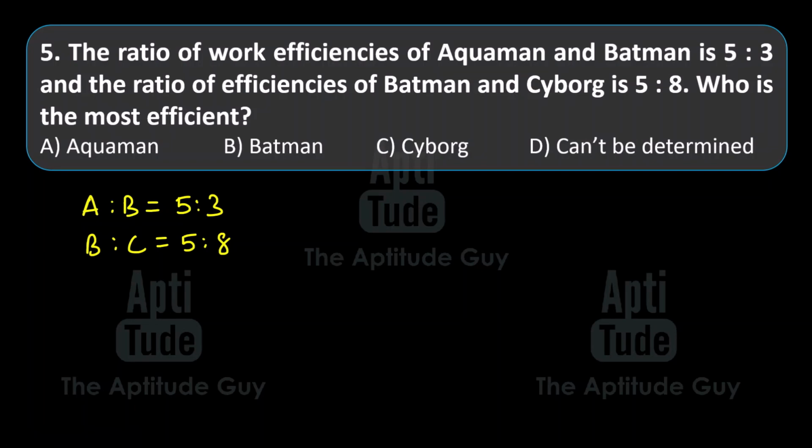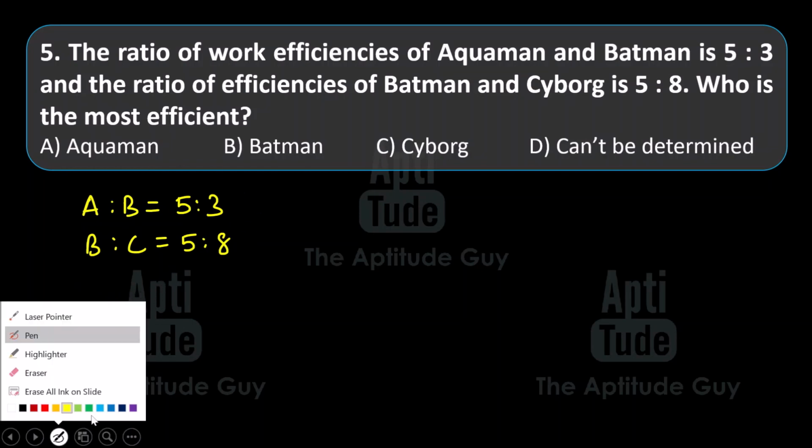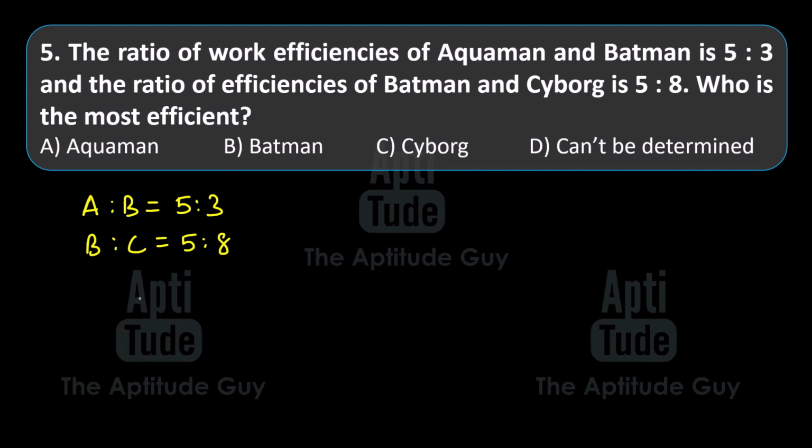The thing is, when B's efficiency is 3, A's efficiency is 5. And when B's efficiency is 5, C's efficiency is 8. So in both the cases, B's efficiencies are different. So we need to find what is A is to B is to C. And then we can figure out the answer. So here I will teach you how to merge two or more ratios. Now for that we need to first figure out who is common.